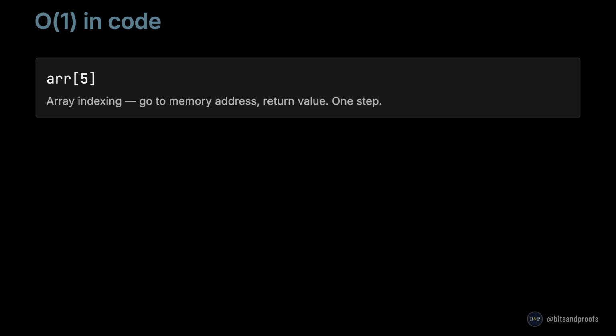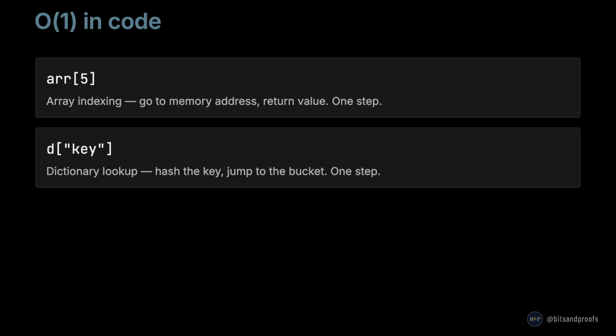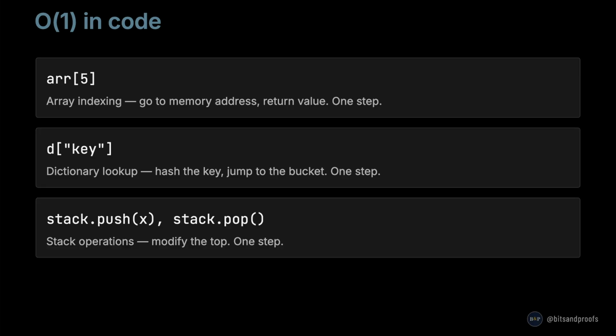What does O of 1 look like in actual code? Let's walk through 3 examples, and pay attention to why each one is constant. First, arr at position 5. Array indexing: behind the scenes, the runtime knows where the array starts in memory. To get the 5th element, it adds 5 times the element size to the start address. Direct jump, 1 step, no loop, no search.